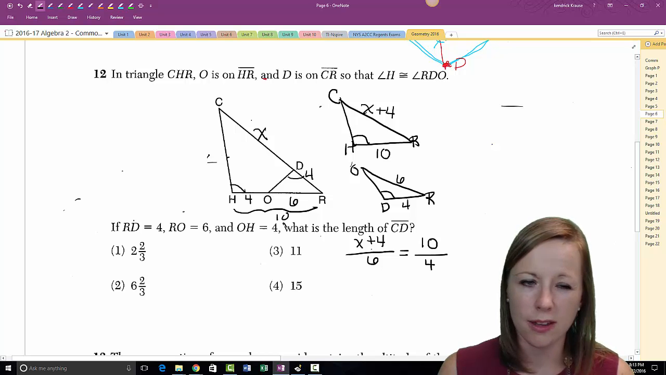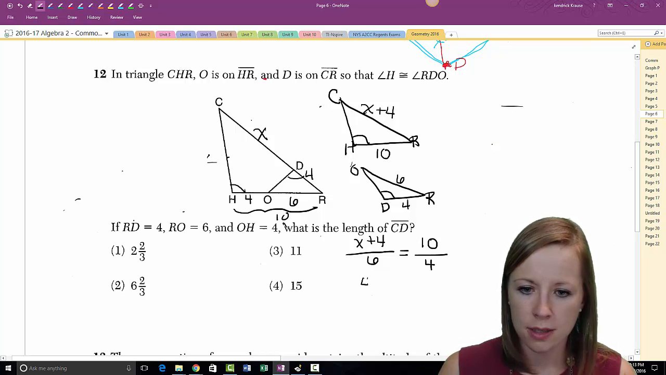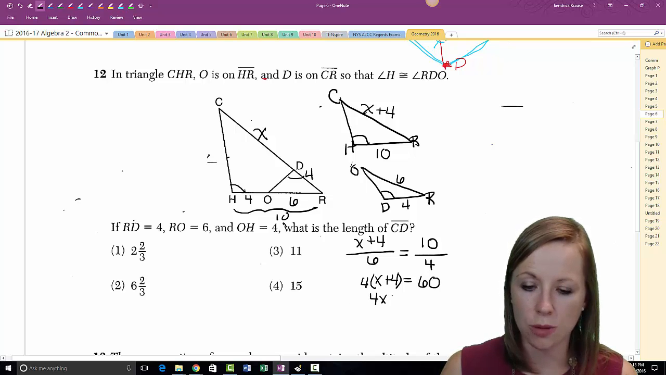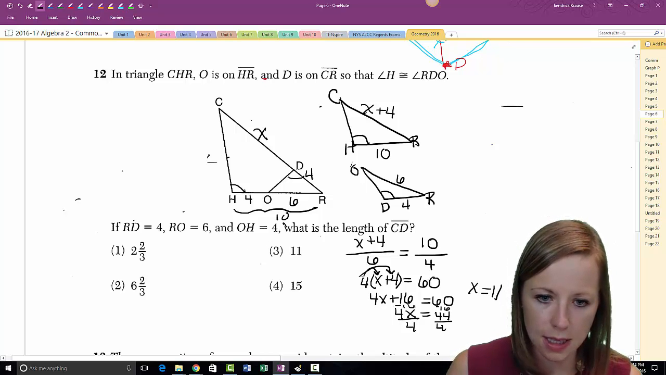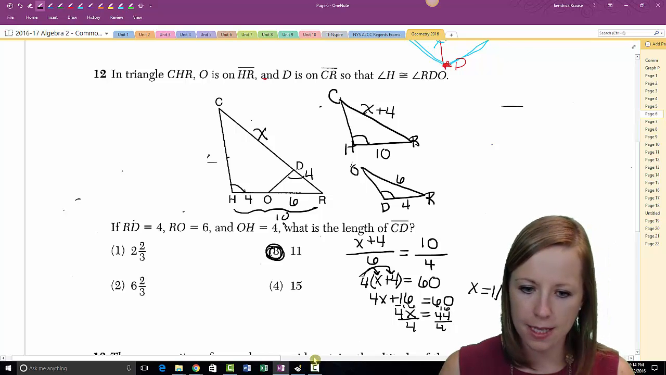Now you get to do your favorite thing in the whole world. I think it's the 3rd time we've done it today. 4 times X plus 4 is equal to 6 times 10, or 60. I'm going to guess that most of you automatically distribute. 4x plus 16 is equal to 60, so I just distributed my 4. So 4x is equal to, I subtract the 16 over. Sorry, I don't usually show this step. I get 44, divide by 4, and I get x equals 11. So CD is 11. Nailed it. I did a great job.